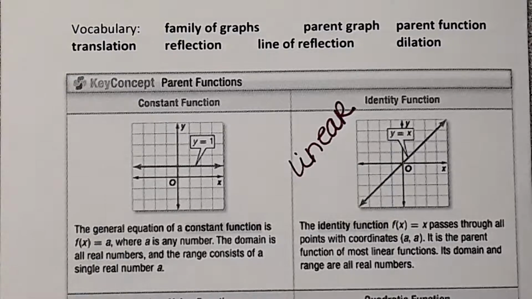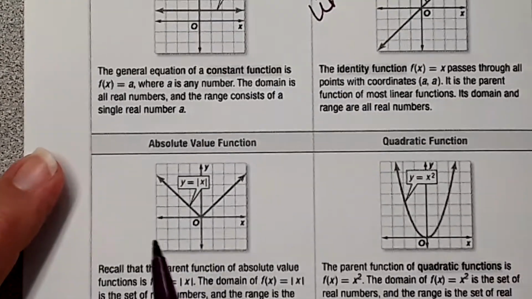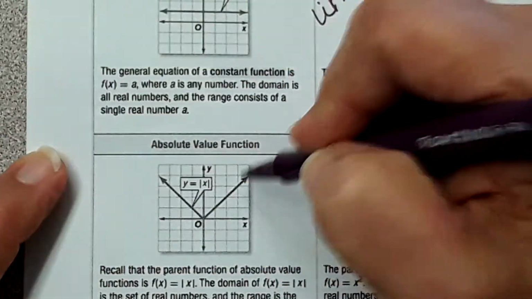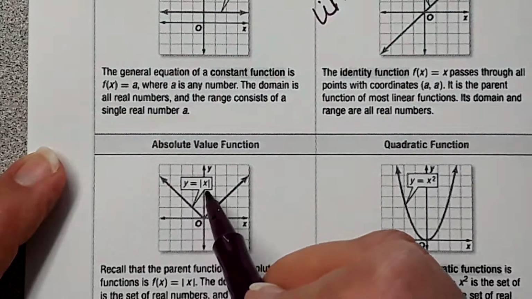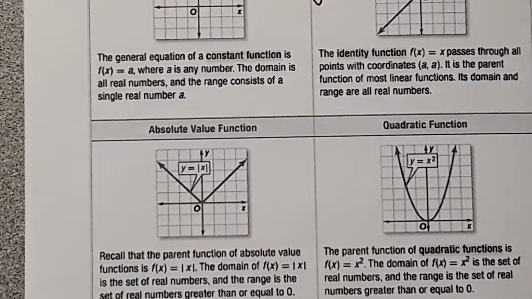So what we're going to talk about is, what are we doing to the parent functions to make a new graph? Again, these are parent functions. We need to be able to identify a parent function, and then we need to be able to identify what we did to the parent function to get the new graph. We talked about absolute value functions. Notice it's a V. Notice y equals the absolute value of x. That is the absolute value parent function.